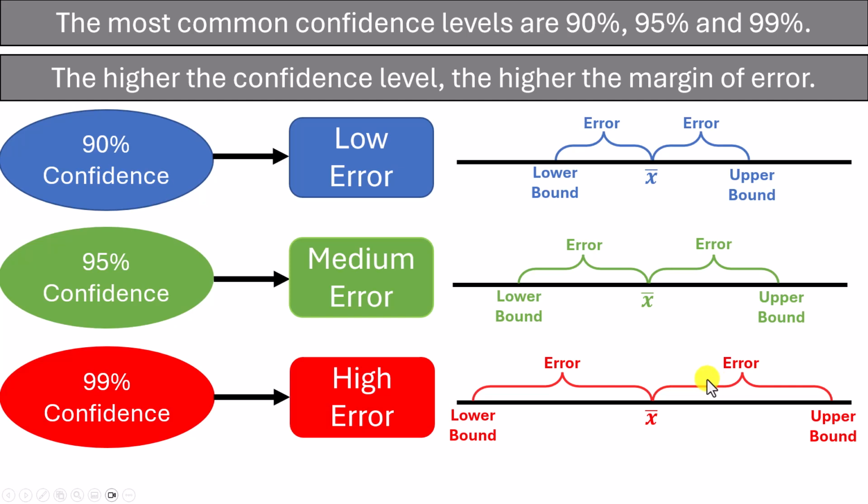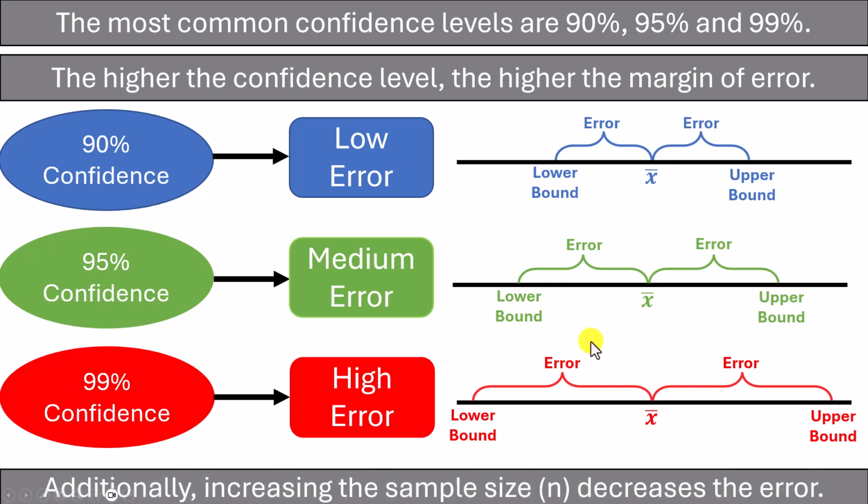Now, there's one other thing that can change the margin of error, and that is the sample size. So if you increase the sample size, you'll actually be decreasing the margin of error. So make sure you know those two things that affect the margin of error. If you increase the confidence level, you're actually increasing the margin of error. And if you increase the sample size, you're actually decreasing the margin of error.